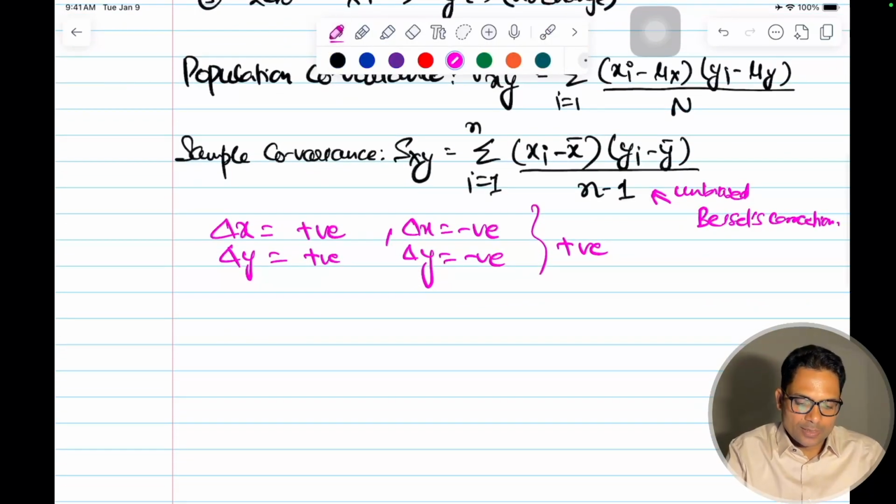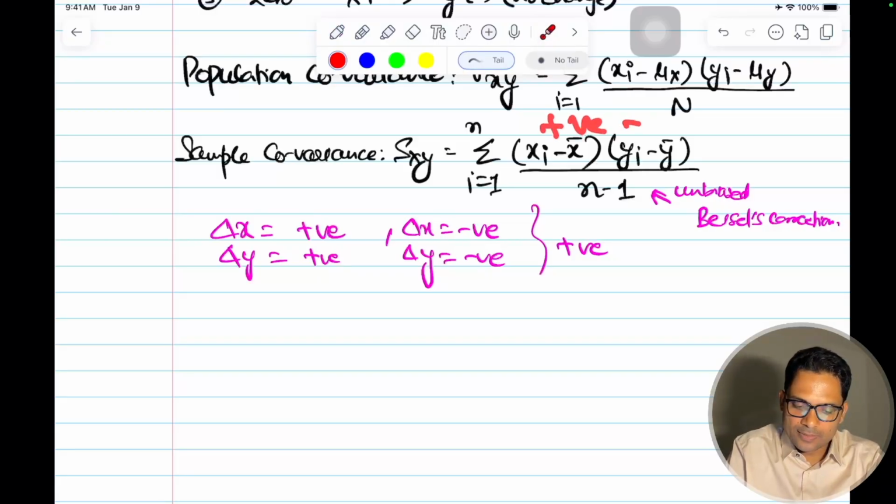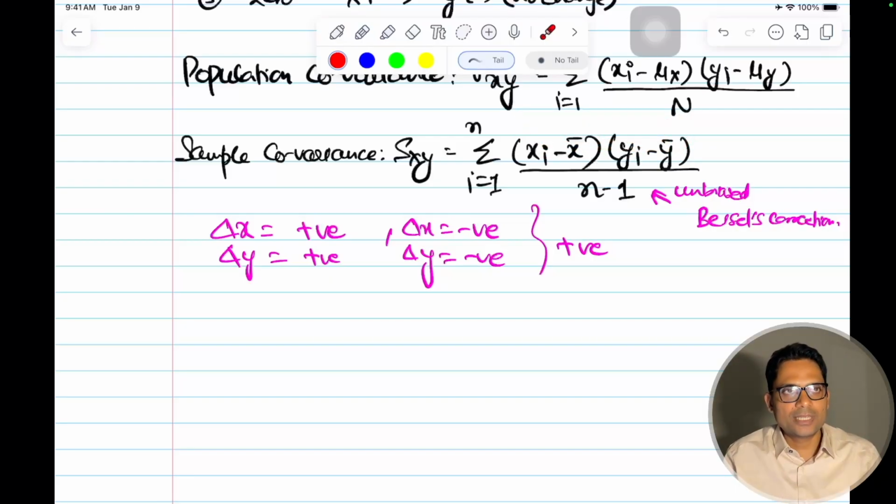And if it is the other way around, if one is positive and the other is negative, they are changing in the opposite direction. One is increasing, the other is decreasing, and vice versa.